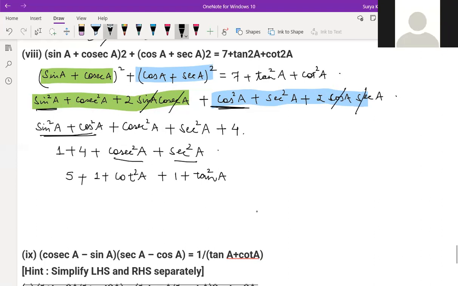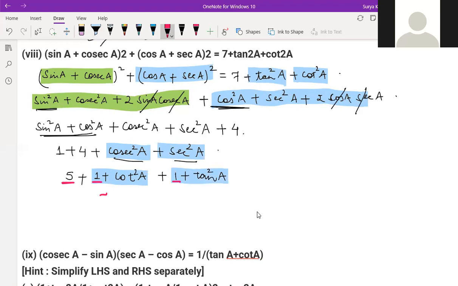Children, what we did here, what Samad told, try to understand. Cosec square A can be written as 1 plus cot square A because we have to get it in cot square A form. Again, sec square A can be written as 1 plus tan square A because we have to get it in tan square A form. So now we'll get 5 plus 1 plus 1, that is 7. We can write it as 7 plus cot square A plus tan square A.